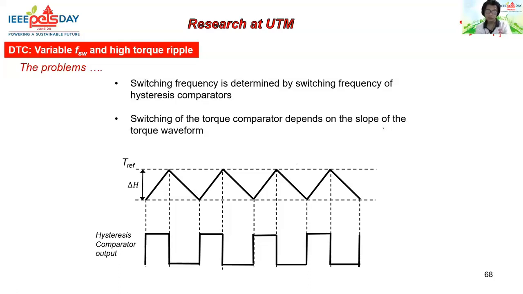You don't know what the switching frequency is going to be because it is variable. Then it is difficult to design the filter, and you will not be utilizing the switching devices at their highest capability, because you have to determine the worst case conditions in order to select the switching devices, right?